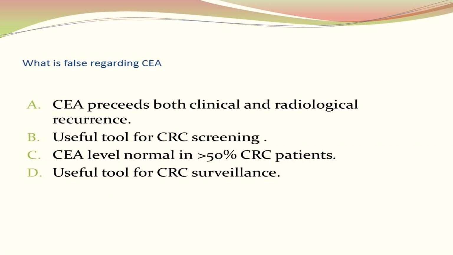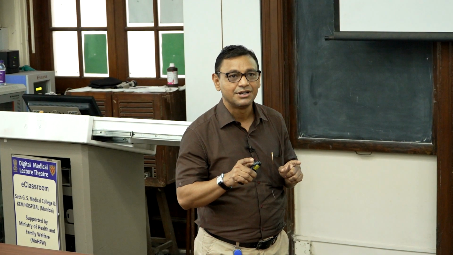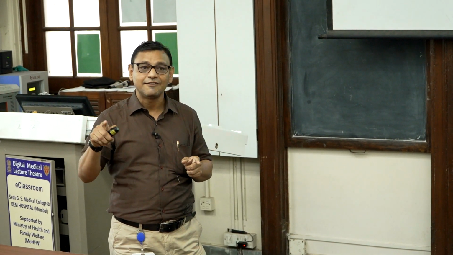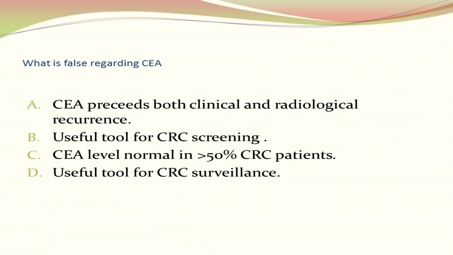Okay. CEA level normal in more than 50% of CRC patients. True or false? It is true, because CEA is raised only in around 20 to 40% of patients. In almost 60% of patients, it may be normal. Again, a rise in CEA value need not always mean CA rectum. It could also be present in other non-GI malignancies or other GI malignancies, inflammatory bowel disease, pancreatitis. So again, this is a true statement. CEA level normal in CRC patients, this is a right statement.